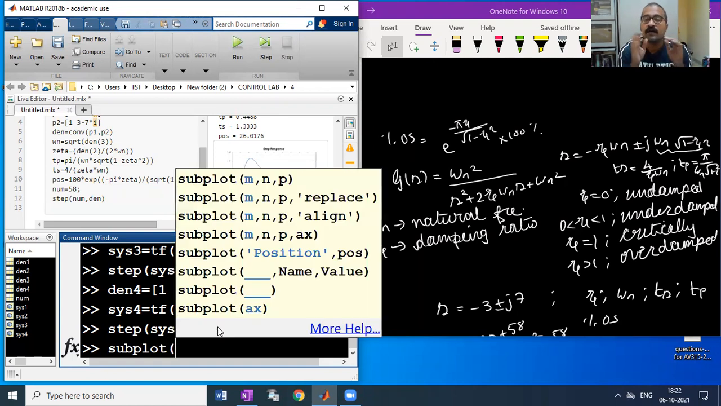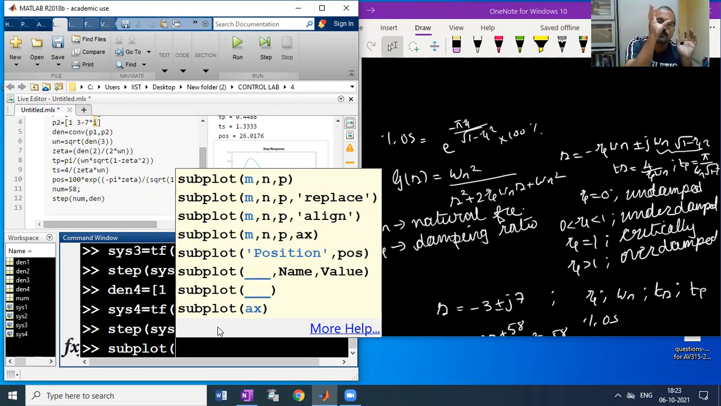Okay. So the command is like this: subplot m comma n comma p. That means subplot m comma n means there will be m rows and n columns. Say I am giving subplot 2 comma 2. What does it mean? It means there will be 2 rows and 2 columns in the figure window. P indicates the position.